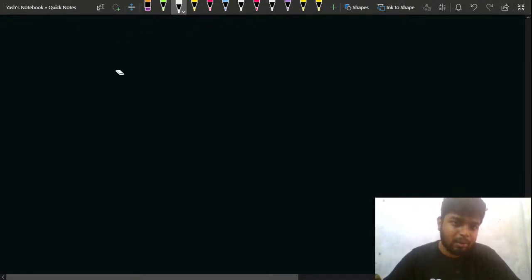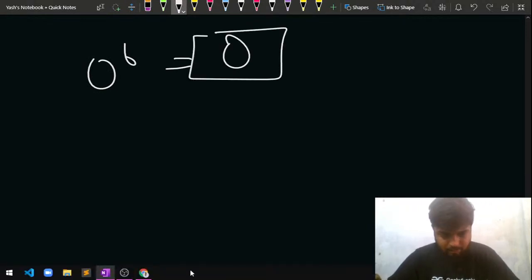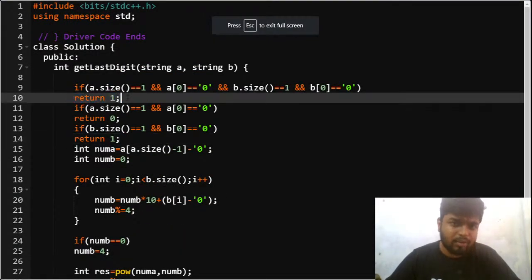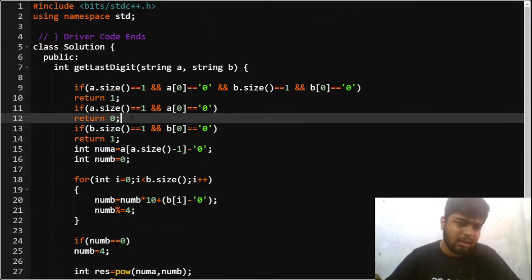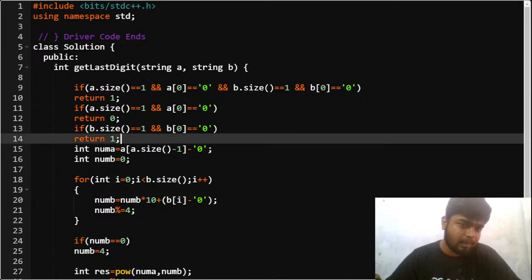So if I am doing 0 to the power anything, it will always be 0, so the last digit will be 0. That is why for the second part I am returning 0. I'm returning 1 if it is 0 to the power 0. If it is 0 to the power anything, I'll return 0. And if b dot size is equal to 1 and it is something to the power 0, then again I'll be returning 1. Everyone would agree to this as well.